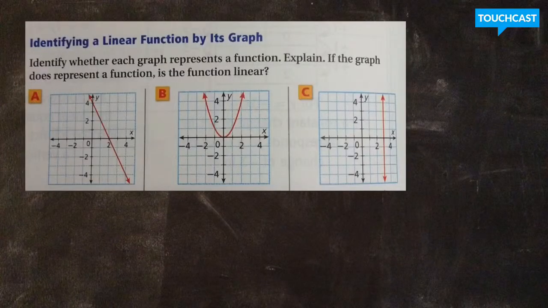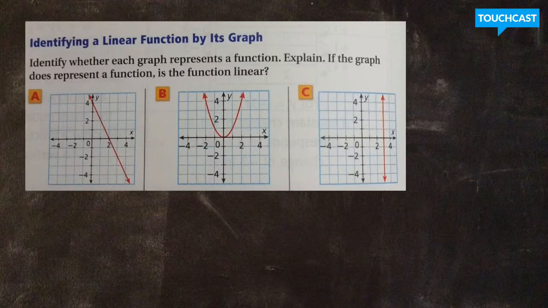Our first example is to identify a linear function by its graph. So we need to identify whether each graph represents a function, explain, and then if the graph does represent a function, is the function linear? So let's look at the first one. Remember, to decide if it is a function or not, we need to check that each domain value, or each x value, is paired with exactly one and only one range value, or y value.